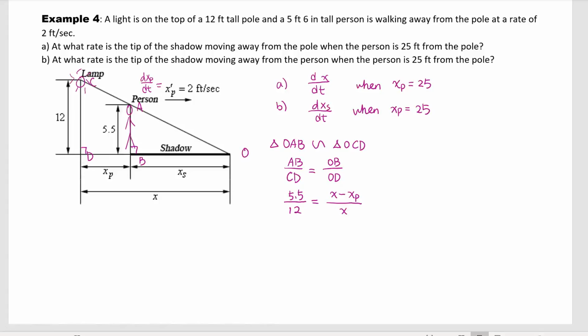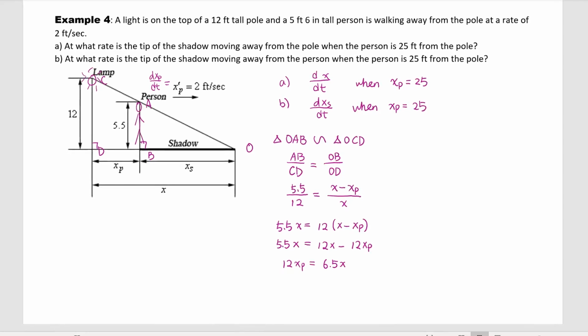So let's simplify. Here we can cross multiply. We get 5.5x equals 12 times (x minus xp). So 5.5x equals 12x minus 12xp. Let's move the 12xp to the left, so both sides plus 12xp, and then both sides subtract 5.5x. So 12 minus 5.5 is 6.5x. So now we get a relationship between xp and x.